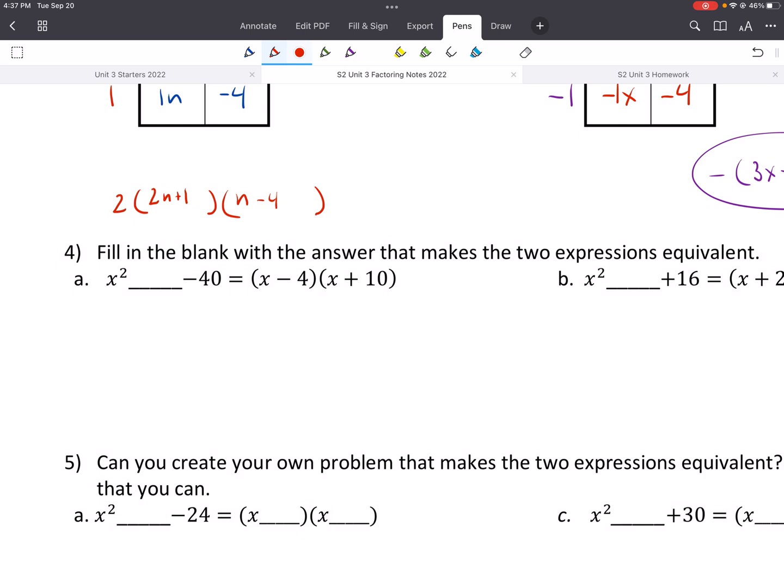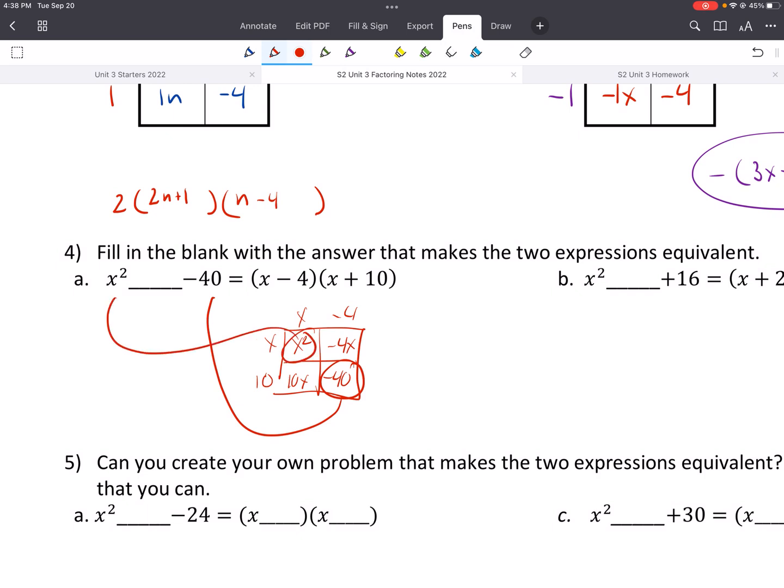Or you can just try and think about it. But here it's easy to just use a box and say, ooh, I'm just going to do that. So it's kind of like going back to our first unit. So x squared minus 4x, and this would be 10x, and negative 40. So you see that negative 40 is already there. We see that x squared is already there. So what we're missing is just that middle term. And that's just combining like terms. So we'd get what? 6 plus 6x.